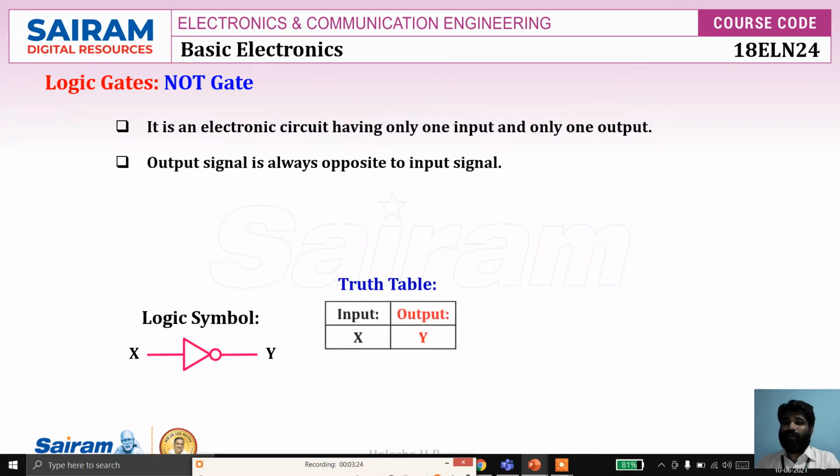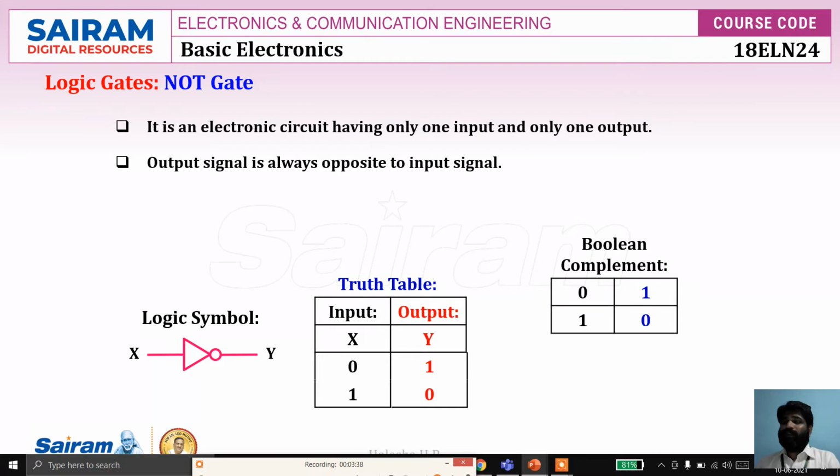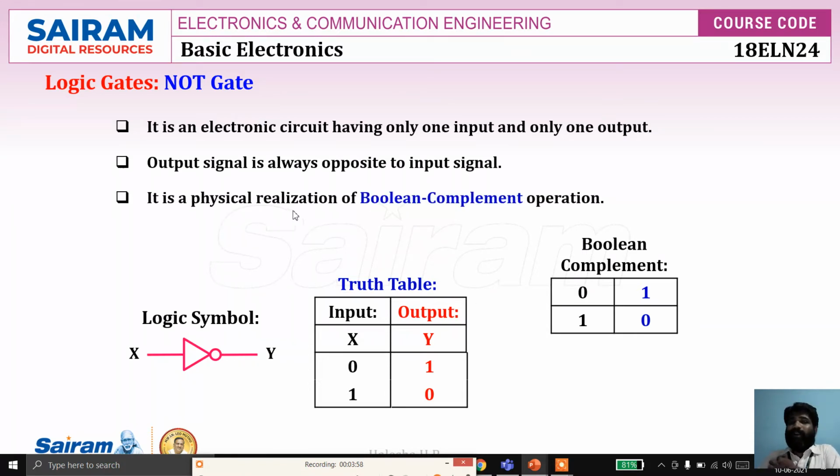Let's see the truth table. Input is X, output is Y. When input is 0, output is 1. If input is 1, output is 0. This is the function table or truth table of the NOT gate. Let's verify. This is the Boolean complement operation: if it is 0, it becomes 1, and if it is 1, it becomes 0. It is similar, no? The truth table of the NOT gate is similar to the function table of the Boolean complement. So we say the NOT gate physically realizes a Boolean complement. It is a physical realization of the Boolean complement operation.